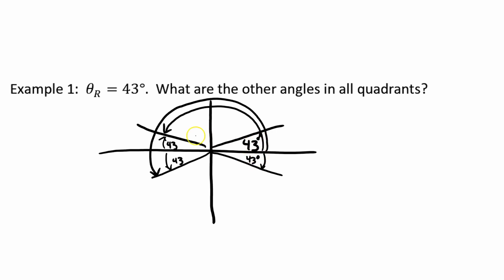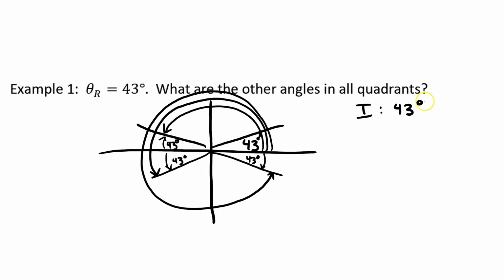So they're all related by this 43, but I want to see what the actual angles are in each of the quadrants. So in quadrant 1, it's really easy. It's just going to be 43 degrees. In quadrant 2, I'm going to say, okay, it's going to be 180 minus the 43 bit, because this right here is the terminal arm of what we're trying to find.